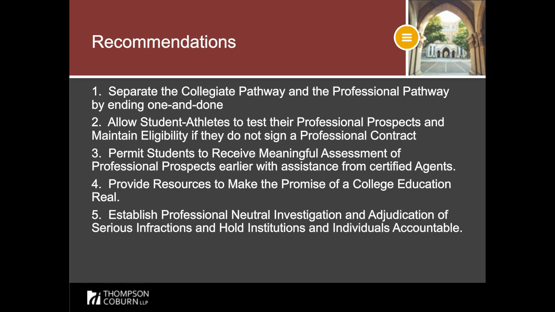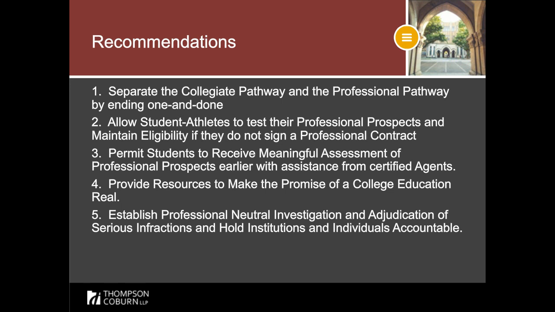They were going to allow students to test their professional prospects and maintain eligibility if they do not sign a professional contract. It used to be that the minute you declared that you were going to go pro, that removed a bunch of your eligibility, because you usually were talking to an agent about that, and that put your amateur status in doubt. They were going to allow students to receive a meaningful assessment of their professional prospects with the help of these certified agents. They were going to provide resources to make a promise of a college education real.